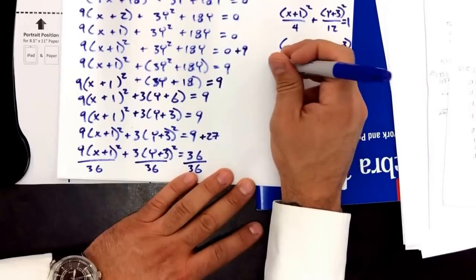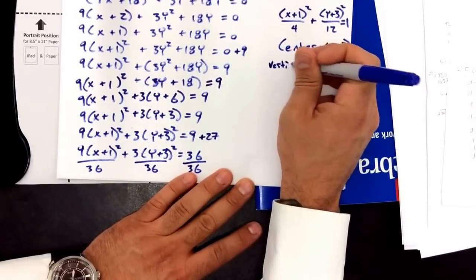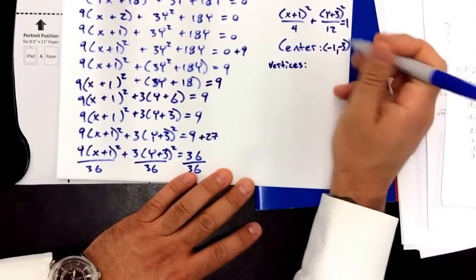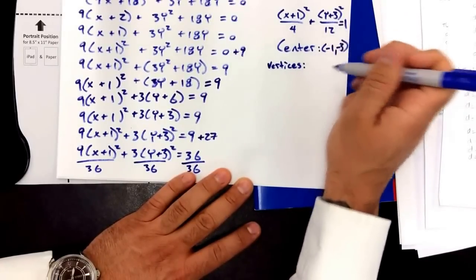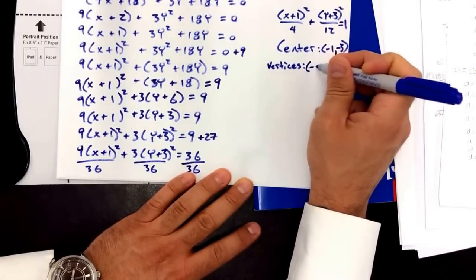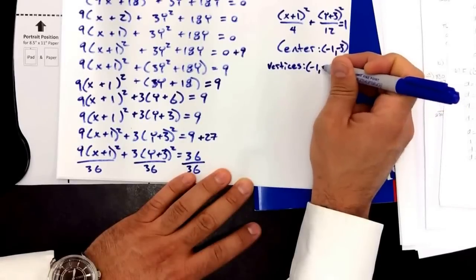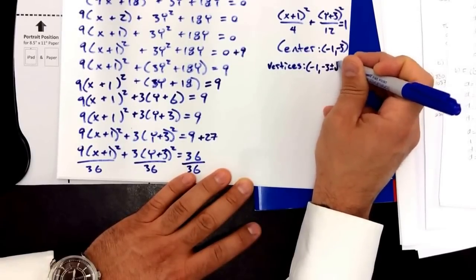So for my vertices, I'm changing the y value. My A is going to be the square root of 12. So my vertices are going to be at -1, -3, plus and minus the square root of 12.